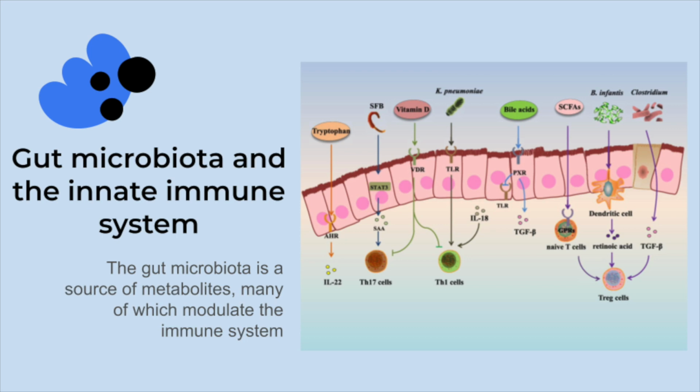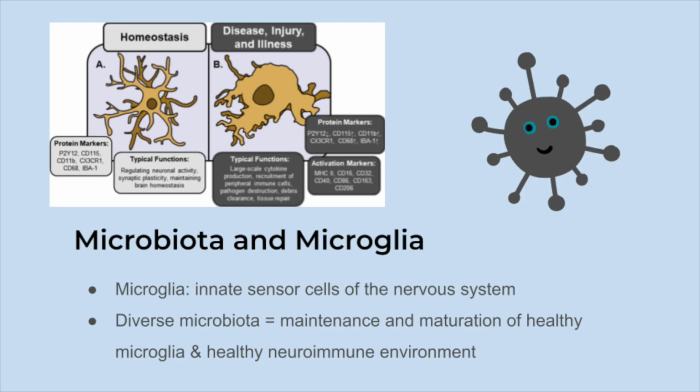The microbiota provides metabolites to the host, many of which modulate the host immune system. The innate immune system comprises the body's primary line of defense against pathogens. The nervous system has its own innate immune system, composed of microglia, sensor cells that detect changes in the molecular environment and carry out a wide variety of functions. These functions include activation of neuroinflammatory responses, release of cytokines, synaptic remodeling, and recruitment of other immune cells, such as monocytes, which clear cellular debris from the brain.